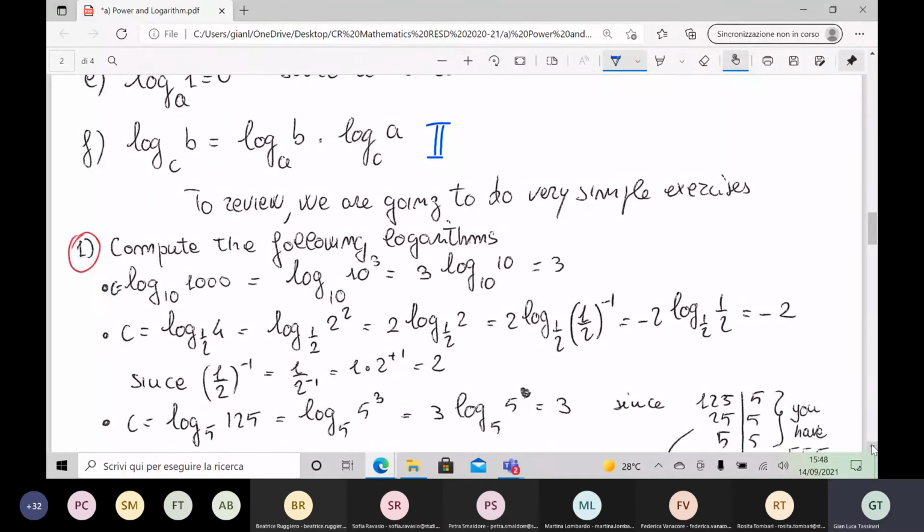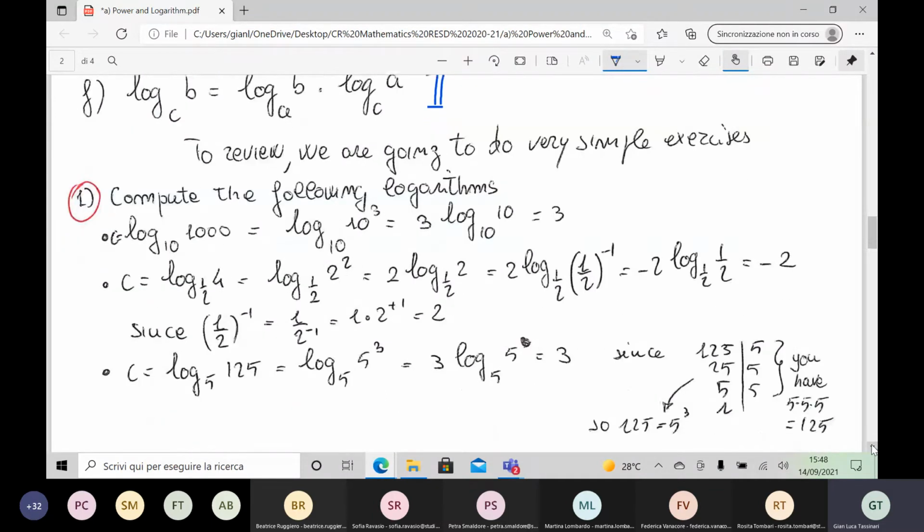Here I did some easy exercises to make practice with logarithms and their properties. To review, we are going to do very simple exercises. Compute the following logarithms without using the calculator. So, logarithm with basis 10 of 1000. Guys, are you able to write 1000 as a power of 10? Because 1000 can be written as 10 times 10 times 10, so 10 to the power 3. So I simply wrote it as a power.